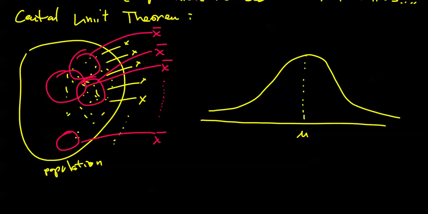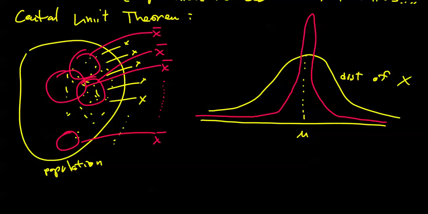And if I was to plot those sample mean values on top of my original distribution, I'll get a distribution that looks like this, a much narrower bell. So again, the yellow curve is the distribution of X scores, individual X scores. The red curve is the distribution of X bar values, sample mean values.